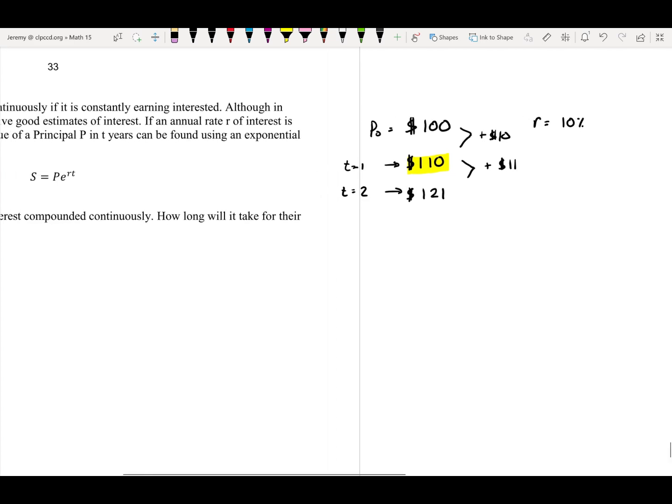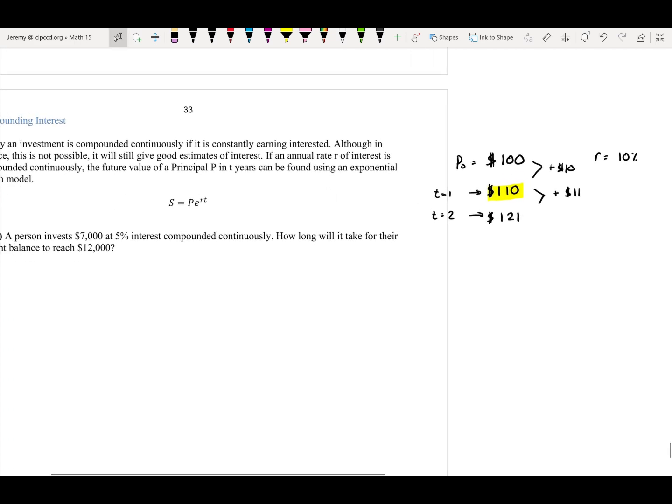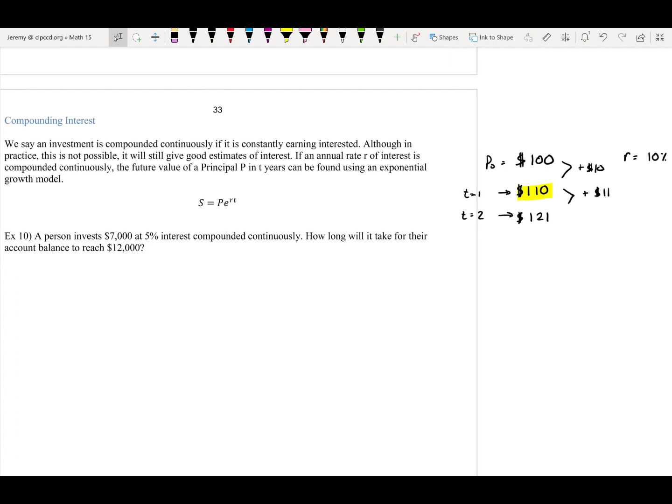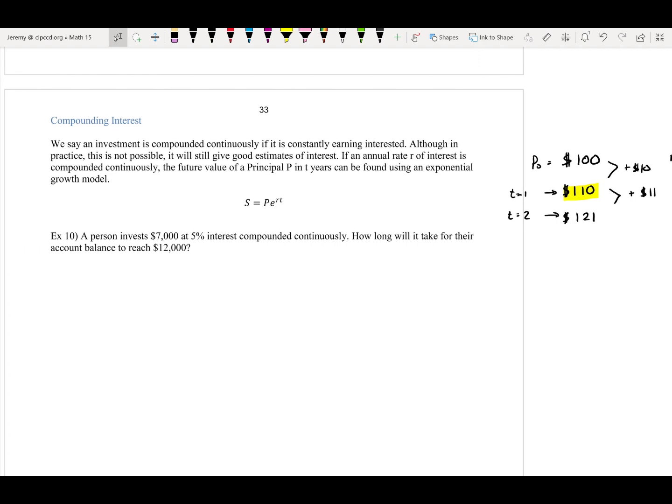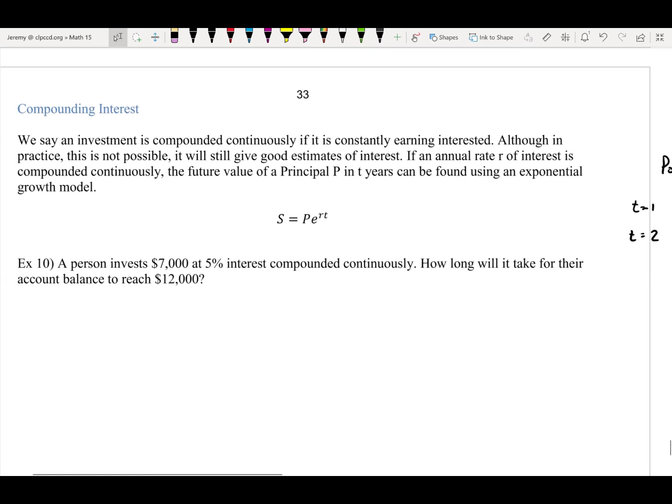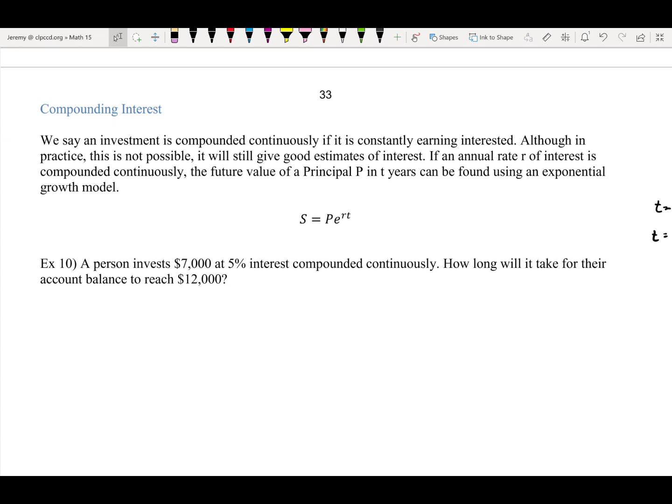Okay, so this was a very simple and quick and dirty example to show you how compounding works. In this case, we're talking about being compounded annually. For continuously compounded interest, it's not just once a year, it's happening constantly. You're constantly compounding that balance. So our formula is this: S, and that's just your account balance, is equal to P times e to the rt. And this is where P is the principal amount, the initial investment or the initial amount.